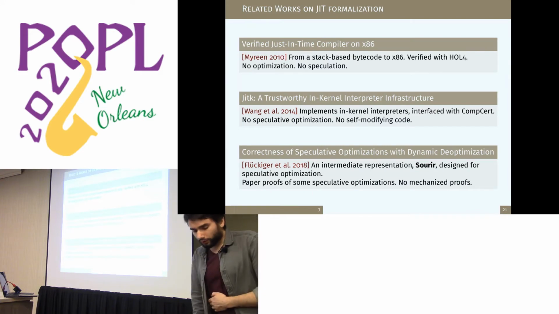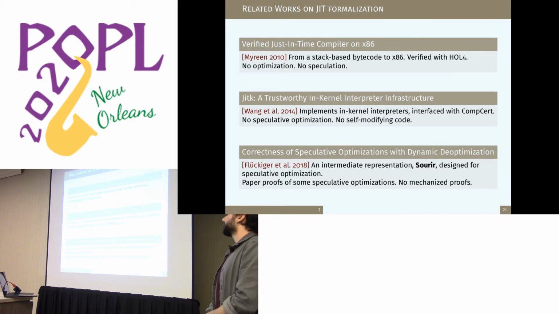So there have been, of course, some previous works on formalization of just-in-time compilers and just-in-time techniques. So one first work that we know of is a verified just-in-time compiler for x86. So this is a translation from a stack-based bytecode to x86, and it's fully verified with HOL4. So this is very interesting. However, there is no optimization being made at all by the compiler. So it's not very characteristic of a modern JIT compiler. And of course, because there is no optimization, there is no speculative optimization. So we want something a bit more realistic today.